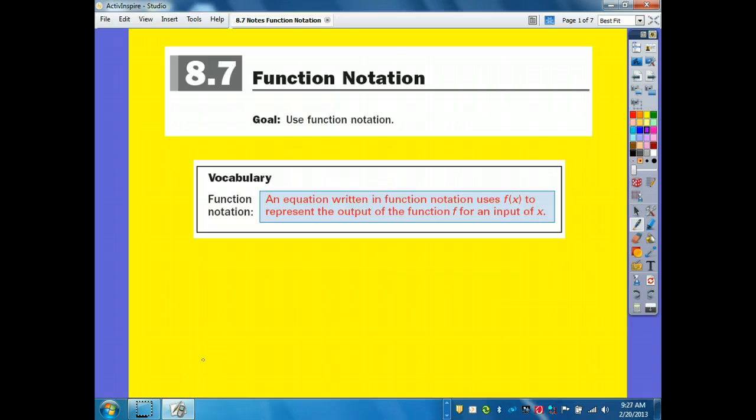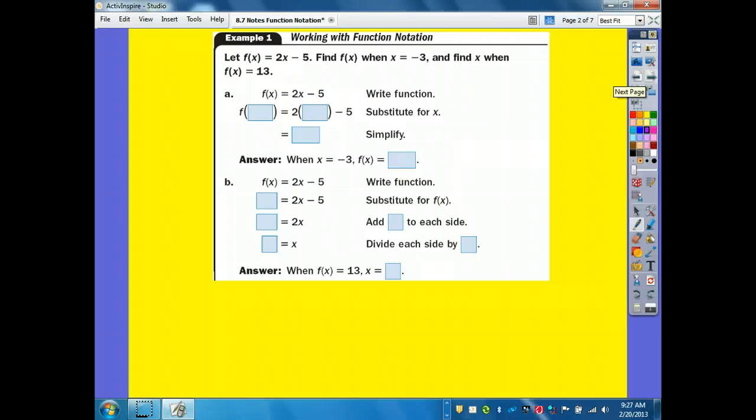All right, let's do some practice. Example number 1. They say, let f of x equal 2x minus 5. There's our equation. They want us to find f of x when x is a negative 3. And then they say find x when f of x equals 13. So there's 2 problems there. They want us to do 2 problems.